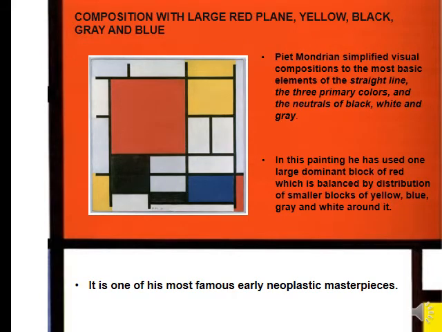We have this composition, named Composition with Large Red Plane, Yellow, Black, Gray, and Blue. Piet Mondrian simplified visual compositions to the most basic elements of the straight line, the three primary colors, and the neutrals of black, white, and gray. In this painting, he has used one large dominant block of red, which is balanced by a distribution of smaller blocks of yellow, blue, gray, and white around it. It is one of his famous early neoplastic masterpieces.